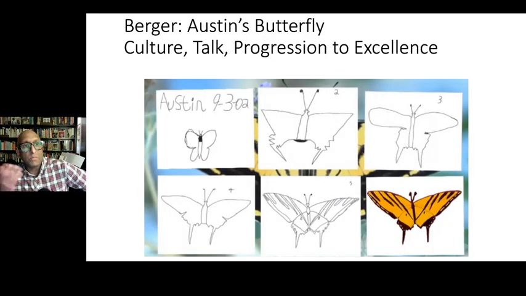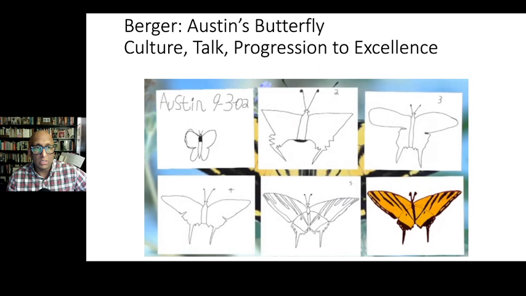This is a very famous example of his, of giving feedback to a boy. I think it's a young boy, Austin's Butterfly, and there in the top left-hand corner is his first draft of a drawing of a butterfly. And in subsequent drafts, he's continued to get feedback till he creates the final drawing, his sixth draft in the bottom right-hand corner. Obviously, this is over a stage of time.